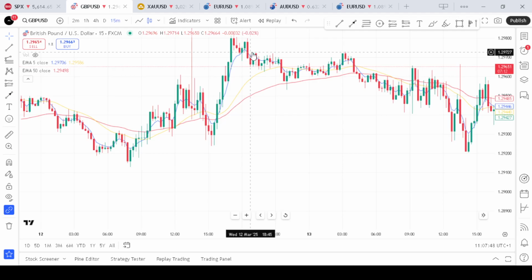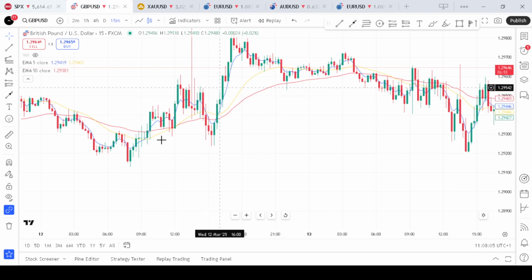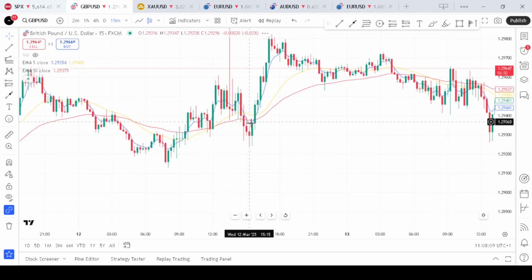So we identify buying signals. To spot potential buying opportunities, you follow these steps. You wait for your fast moving EMA, which is this blue line, to cross above the 20 period EMA, which is this yellow line. When it crosses above, this signals a buying opportunity.